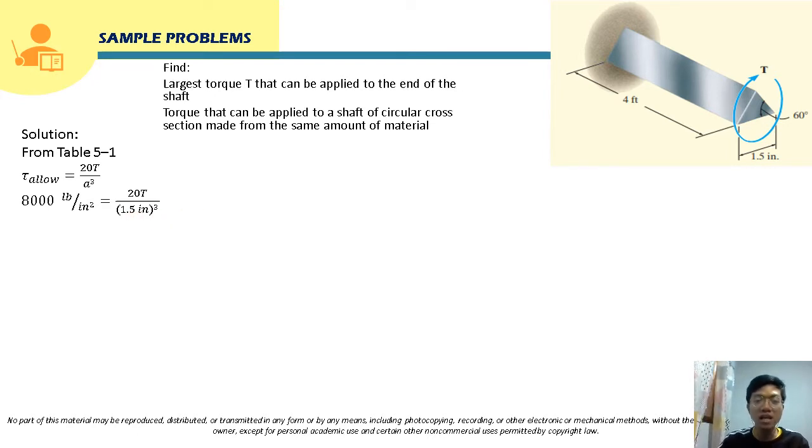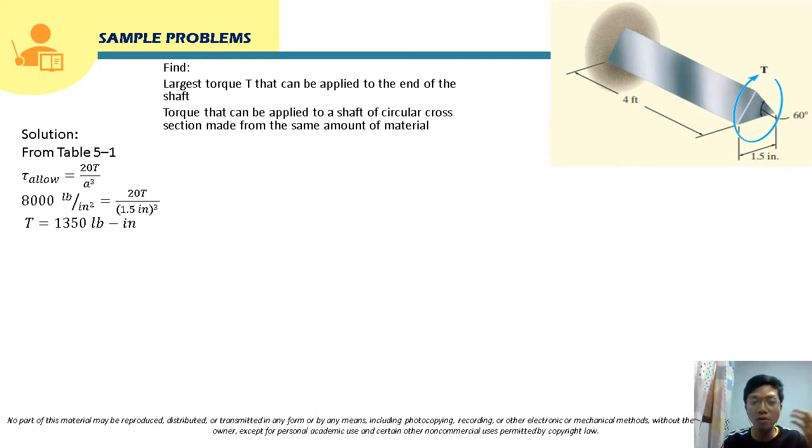From here, we can already solve for the value of torque T. 8,000 times 1.5 cubed over 20, so that is 1,350 pound inch. The unit is pound inch, since that is the unit we use here. Class, this is not yet the answer.